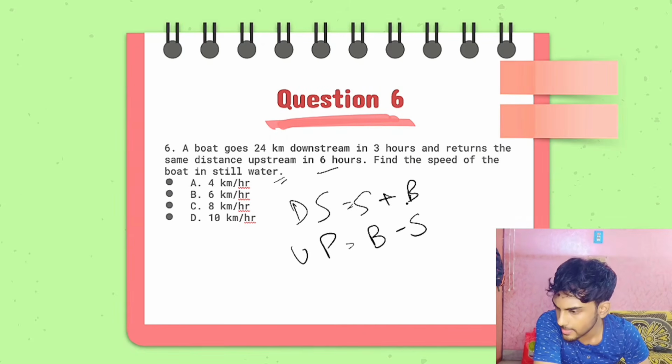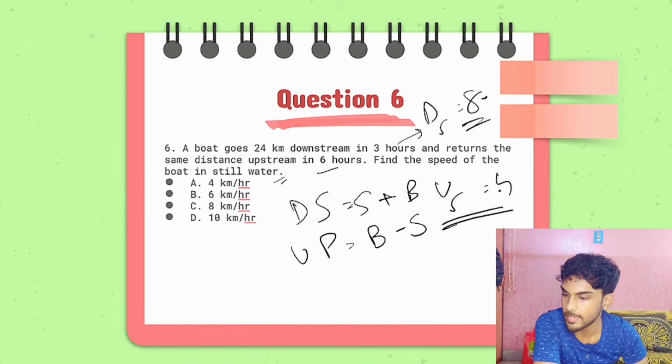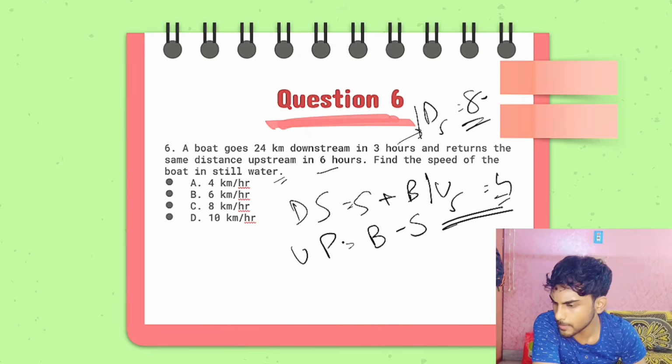Here what is given is a boat goes 24 km downstream in 3 hours, which means the downstream speed is basically 24 by 3, it's 8. And the upstream speed is in 6 hours, so same thing, 24 by 6, it's 4. I'm telling you again, don't misunderstand. We already have these things. Find the speed of the boat in still water. So basically we need to put it here.